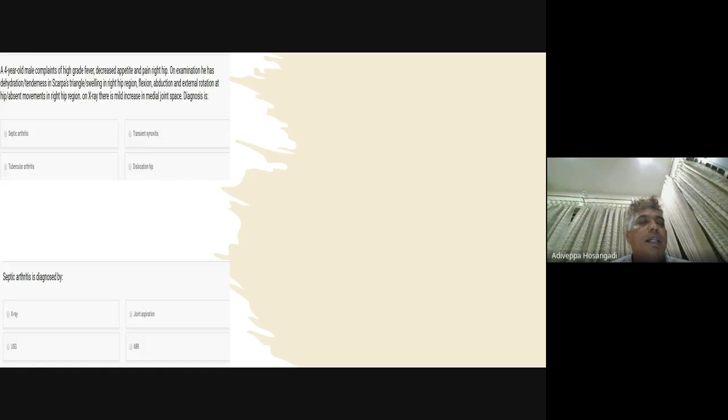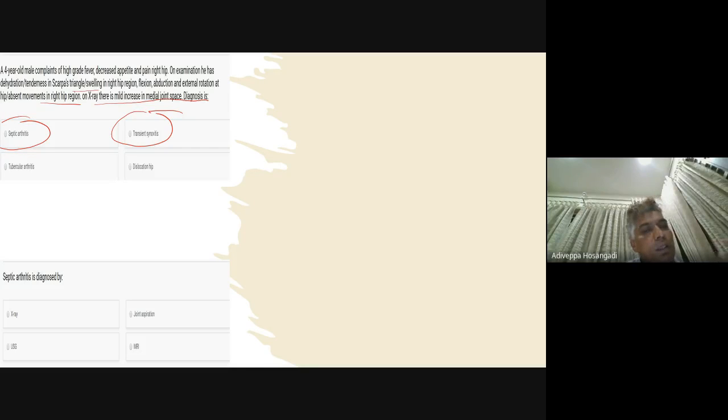A 4-year-old male complains of high-grade fever, decreased appetite, and pain in the hip. On examination, he has dehydration. There is swelling in the right hip, with flexion, abduction, external rotation. Hip movements are absent. On X-ray, there is a mild increase in the joint space. Of course, I think it's a different clinical picture that is being given. But again, the answer is, remember this, whether you want to go for this or go for this answer.